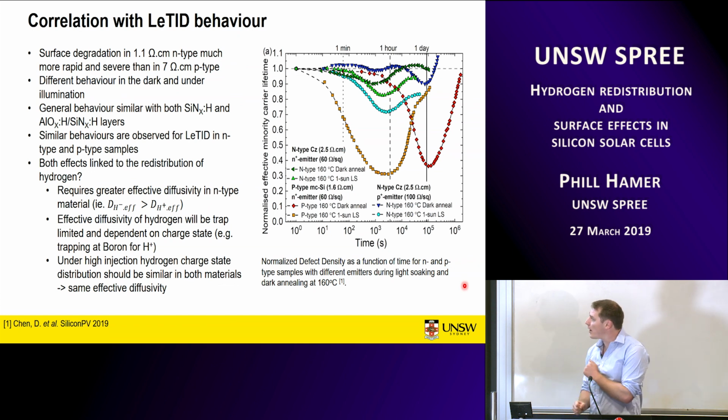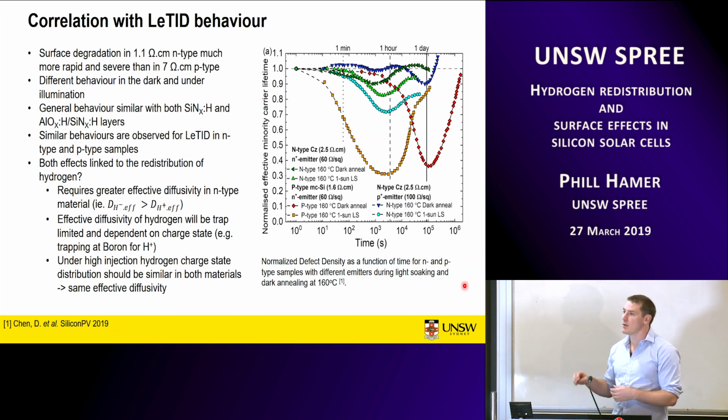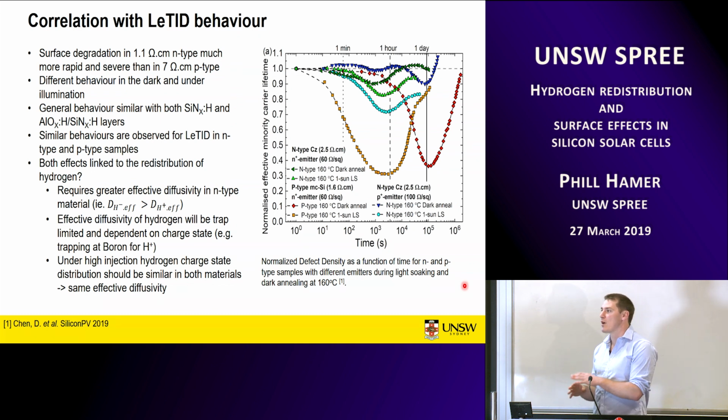This does require the assumption that the effective diffusivity of H minus is faster than the effective diffusivity of H plus. Now, there's, again, little evidence in the literature either way, to be honest. In any case, what we always see is going to be trap-limited diffusion. So the most important parameter here is: is the H plus going to be trapped more effectively than the H minus?